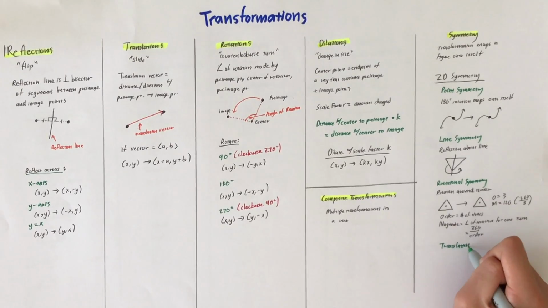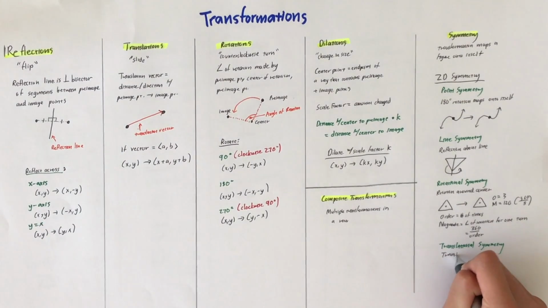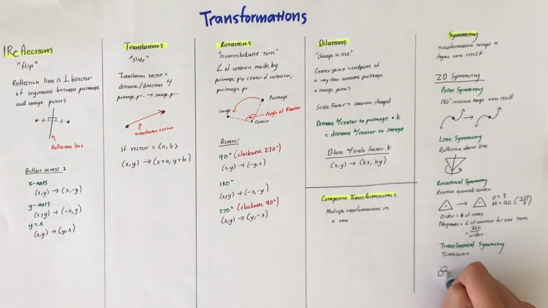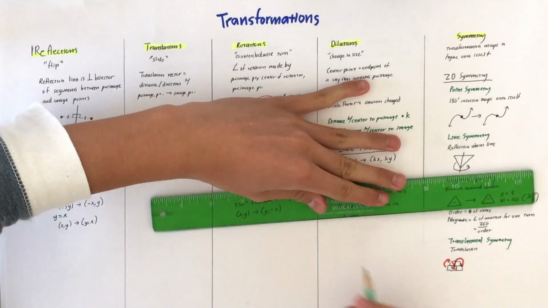Then we have translational symmetry, which is when you have a figure that is composed of many congruent parts, such that you can translate one part and it will map it onto itself. So like this structure made of a lot of squares, you could translate the squares over and it would map onto another square. Then we have three-dimensional symmetry, so I'll just borrow some space over here.